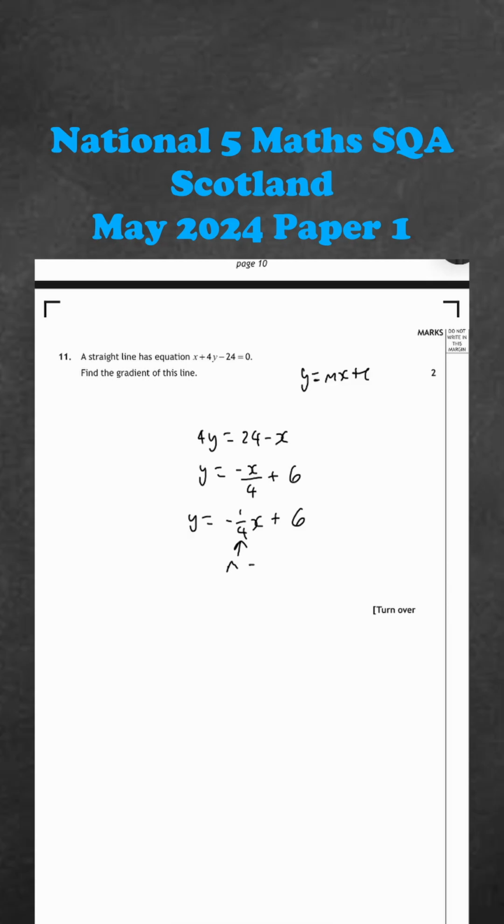This is the m, which is the gradient, minus a quarter.